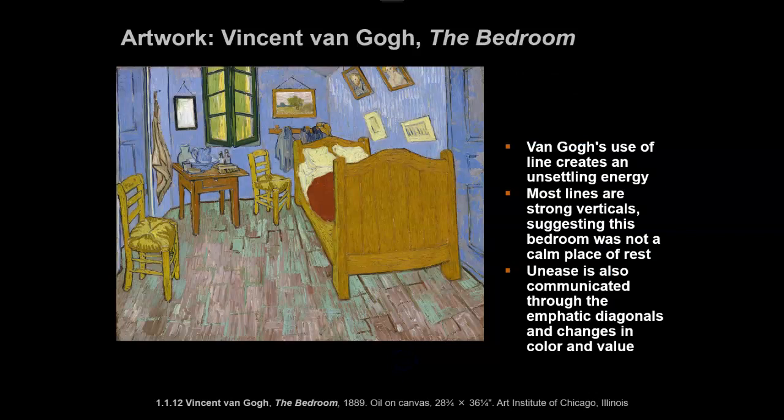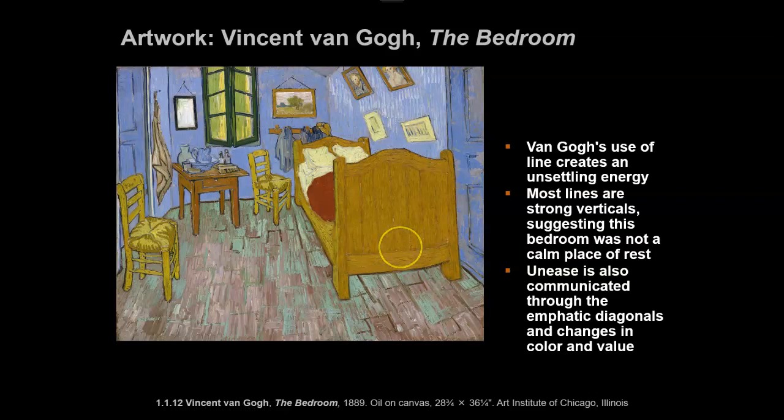This is Vincent van Gogh, The Bedroom. In this piece right here, there's the use of line as well. You see on the floor, for example, these lines are converging to the back. They're not straight though, they're a little off. And if you look at the rest of the lines, most of them are very strong verticals, but they're still a little off.